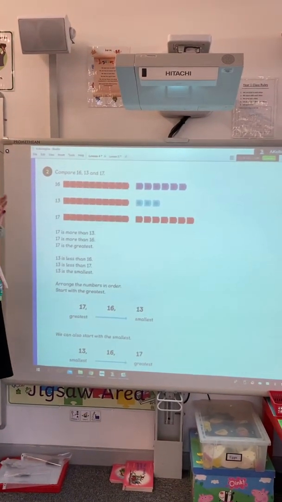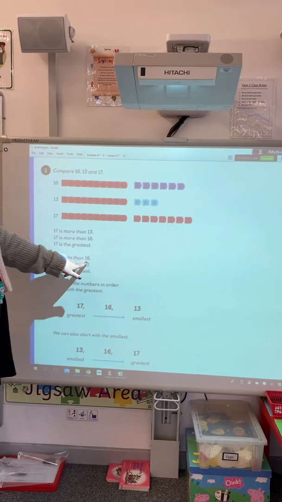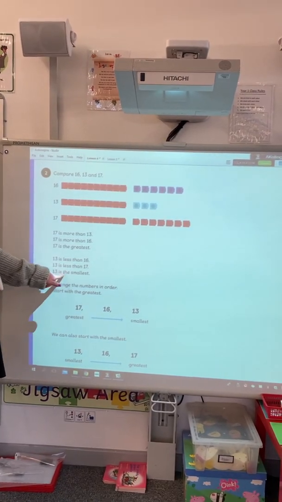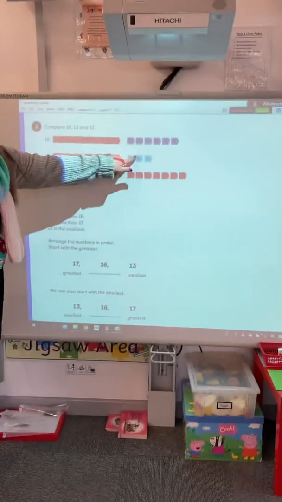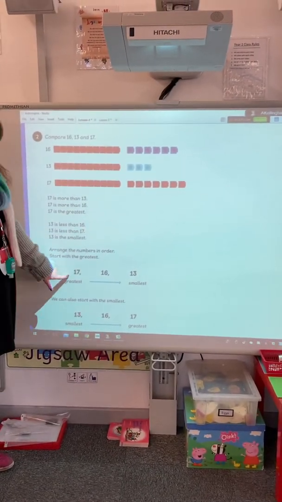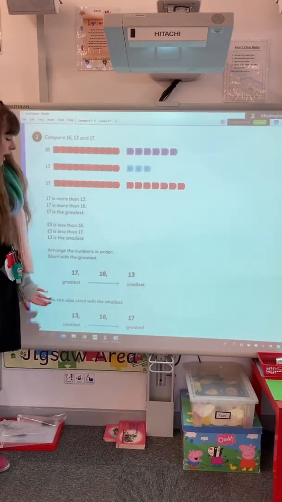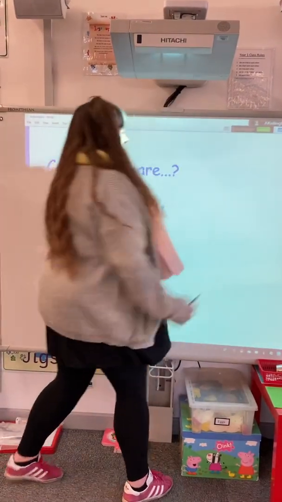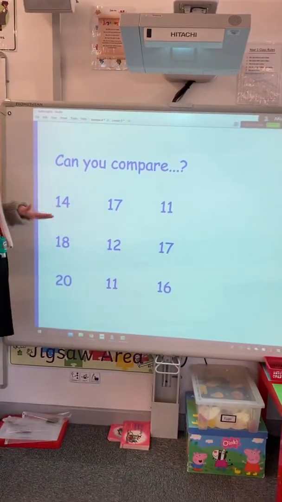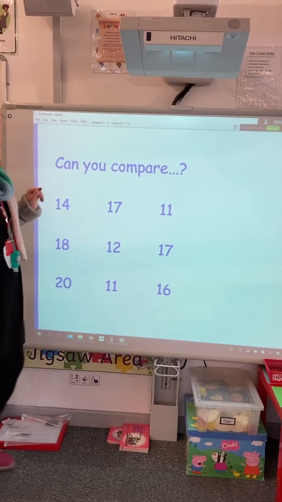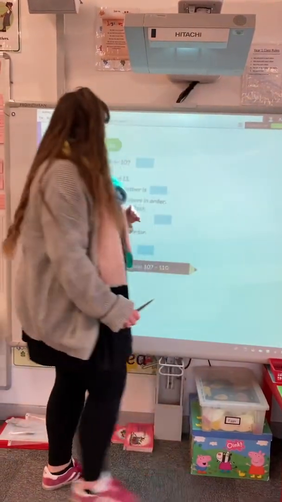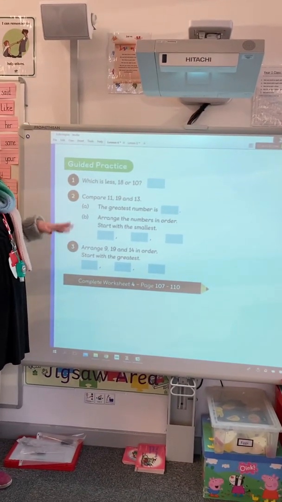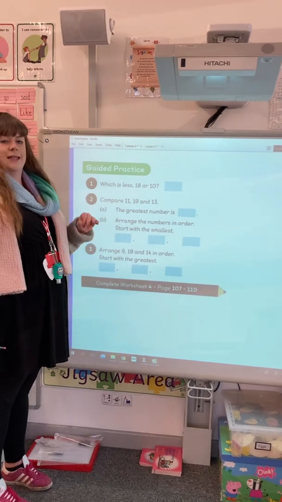Which one has less? 13 is less than 16, 13 is less than 17, so 13 is the smallest. It has fewer cubes, okay? And see if you can order them from the biggest to the smallest, and the smallest to the biggest. And once you've had a read of this, you can have a practice on here. So if you pause the video, have a go at some of these, and then we can move on to our guided practice. This is in your textbook, so you can read the questions and have a go, but please do not write in the book because it is a textbook, okay?